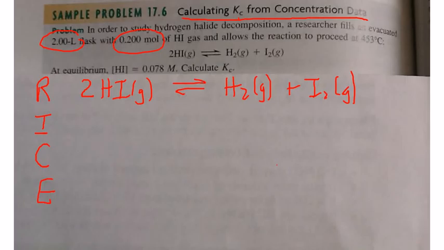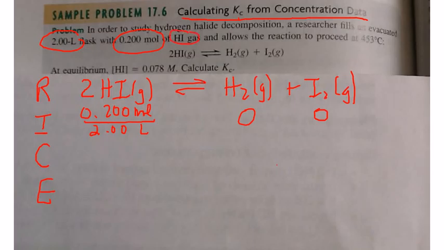So the initial concentration is 0.200 moles per 2.00 liter. And as the problem tells us, there is 0 moles of the H2 and 0 moles of the I2 to start. We only start with the HI.